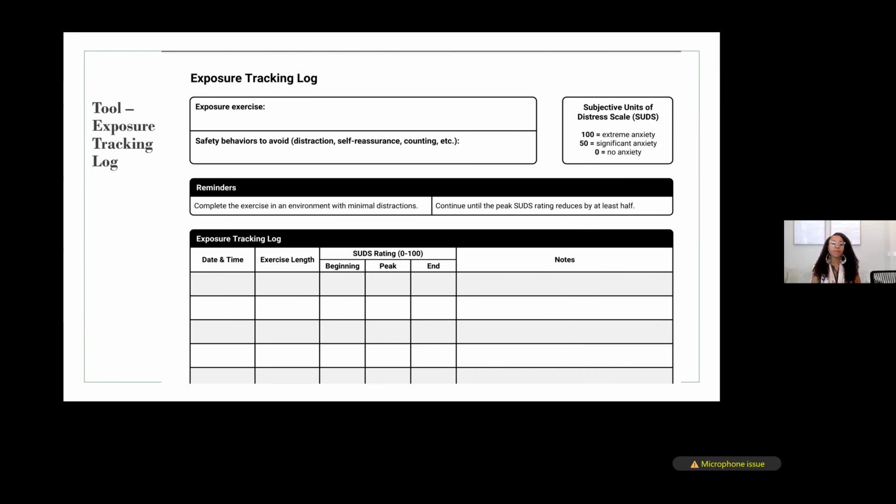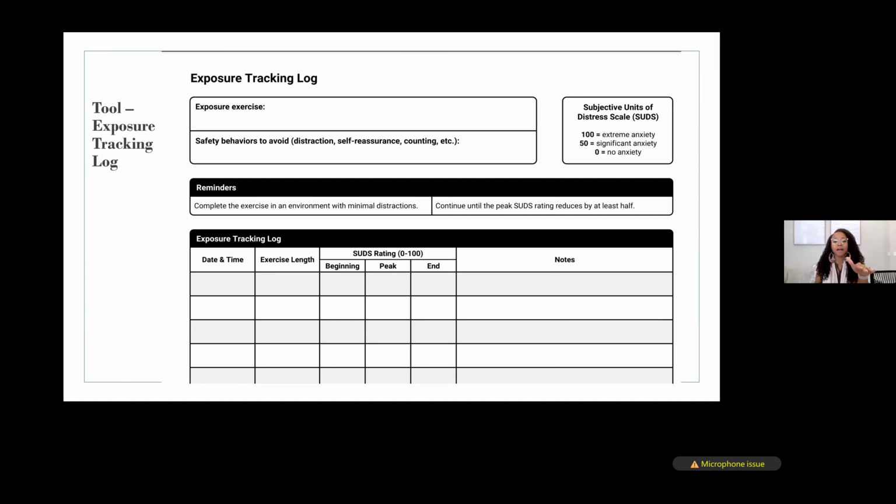This is an example of an exposure tracking log. So you see there's the exposure exercise. What are the safety behaviors that a person might normally do to avoid, right? So I recently went to a professional networking event. I didn't know anyone, and I had an impulse to like grab my phone, right? That is a safety behavior, because if I'm looking at my phone, I'm distracted. I don't have to feel anxious about knowing anyone. I don't have to worry, are people going to talk to me? Are people wondering what she's doing here? So I had to resist my inclination to do that and keep my phone. But that's a safety behavior, for example.